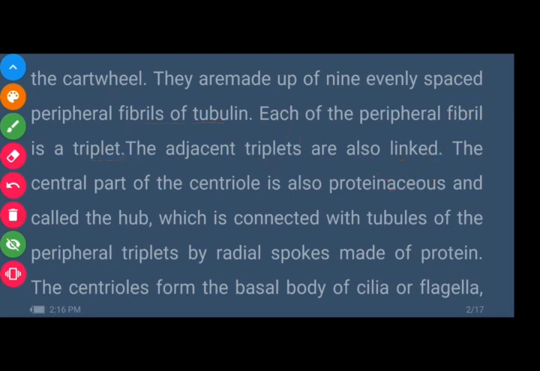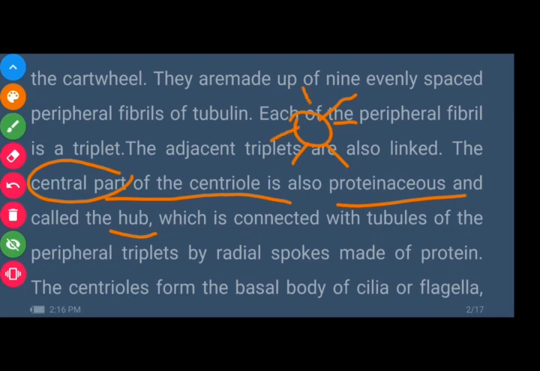The central part of the centriole is also proteinaceous and is called the hub, which is connected to the tubules of the peripheral triplets by radial spokes made up of protein. So the central part of the centriole is proteinaceous in nature, and this center is called the hub, which is connected to the 9 peripheral tubulin fibrils by a radial spoke made up of protein.